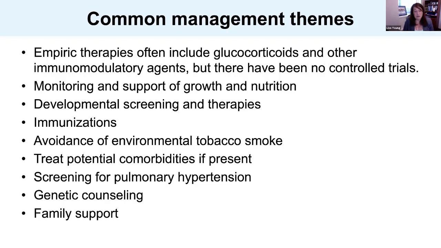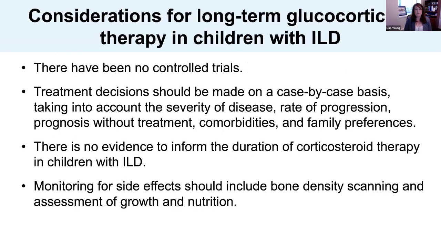So we're nearing the end of the time, and you'll note that I haven't talked a whole lot about therapy. This field's made a lot more progress with diagnosis than with therapy, but it's coming. Empiric therapies often include glucocorticoids and other immunomodulatory agents, but there are no controlled trials. Monitoring and supportive growth and nutrition are really critical, especially for young children. Developmental screening and therapies, immunizations, treating comorbidities, screening for pulmonary hypertension, and family support are sort of the pulmonary 101 of things that will apply to all of these patients.